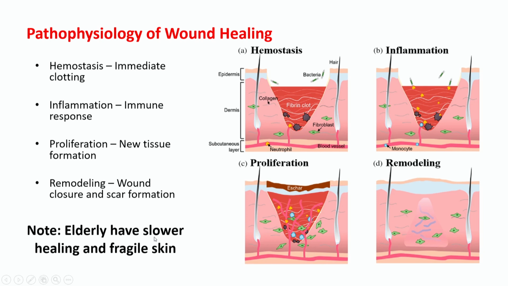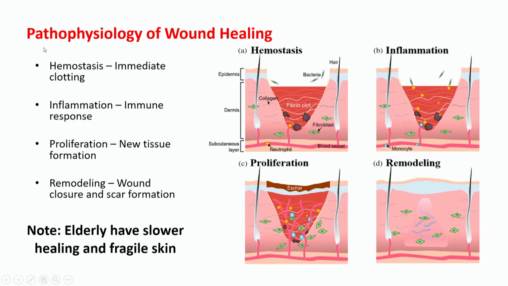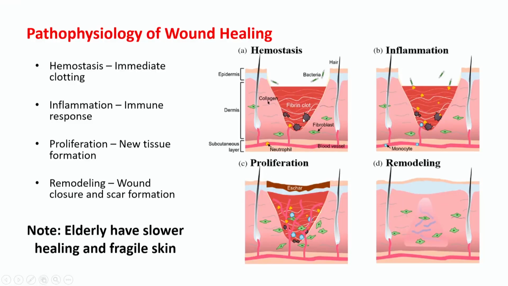So elderly have slower healing and fragile skin. What is fragile skin? Skin which is sensitive to pressure, and the blood supply is poor, so the tissue repair is also poor. Skin is a living tissue. It always needs a very strong blood supply, and if this is compromised, the tissue will not survive. It will not be healthy. Hypoxia is a very important part, which should not happen to any organ, but especially to skin. This picture is showing hemostasis, inflammation, proliferation and remodeling.